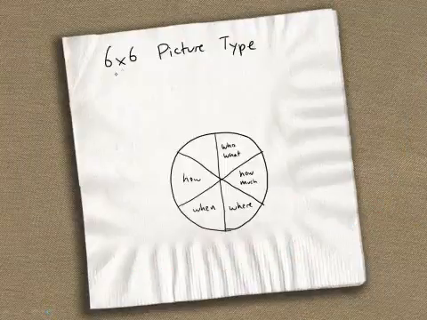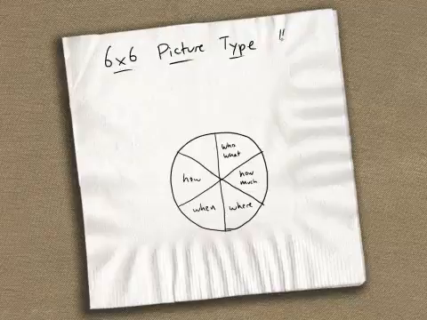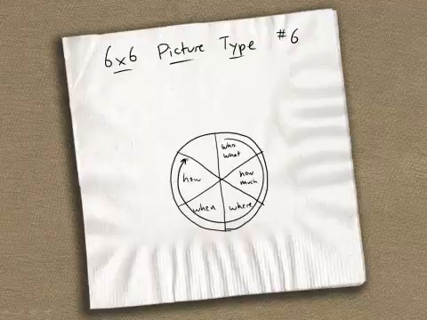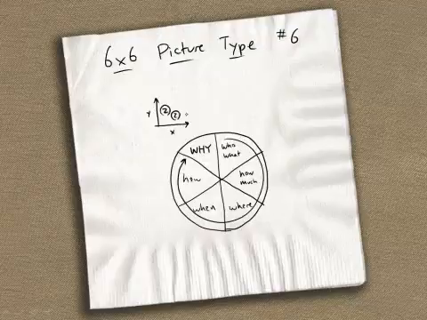Our lesson now is 6x6 picture type, number 6. We've been all the way around our 6x6 sliced pizza, and we're at the end. Slice number 6 tells us why. The summary of everything we've seen up to this point, and the picture that we'll draw when we want to show or explain why, is something that we're going to call a multivariable plot, which we're going to refer to here as an MVP or just as a plot.